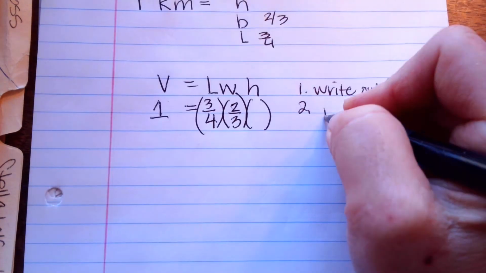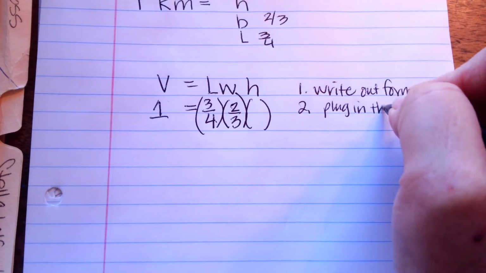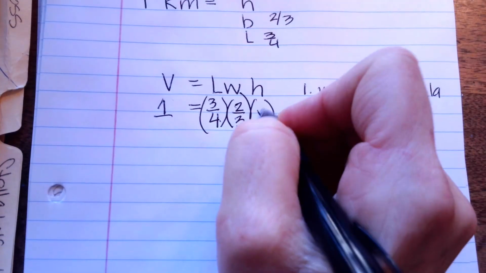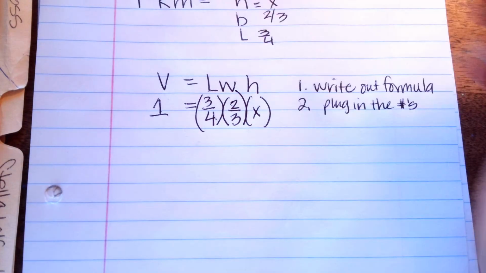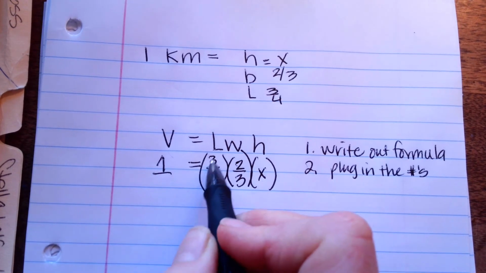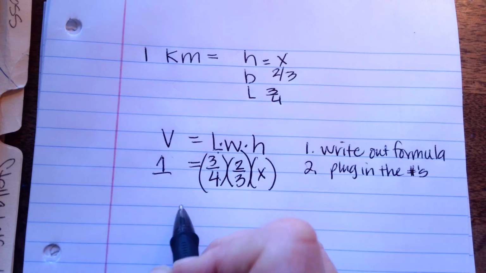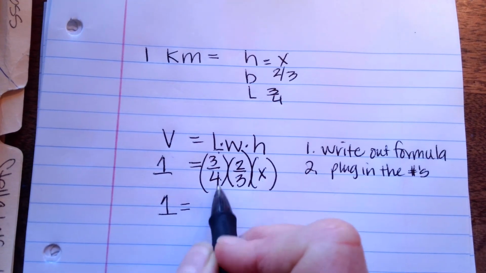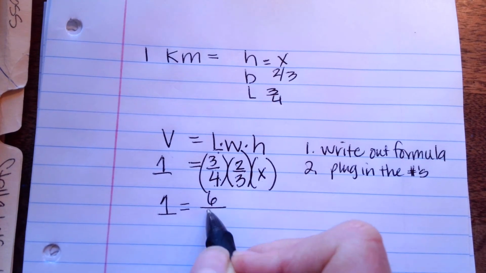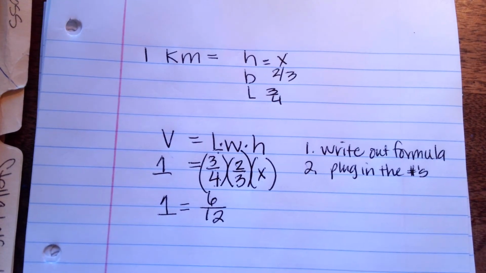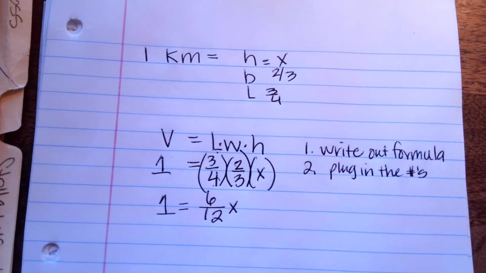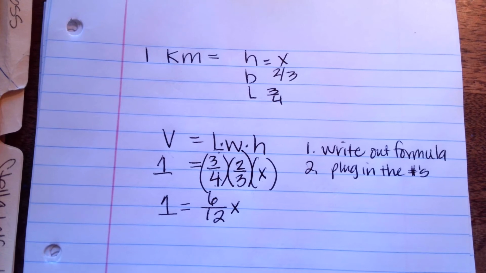Step 2, plug in the numbers that they give you. And for the one they did not give you, you can just put an X here. We don't know what the height is right now, so you can just fill it in with a placeholder like X. The formula says length times width times height. So you're going to do 1 equals 3 times 2 is 6, and then 4 times 3 is 12, and then X. We don't know what that is yet.